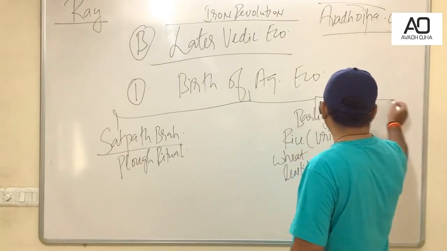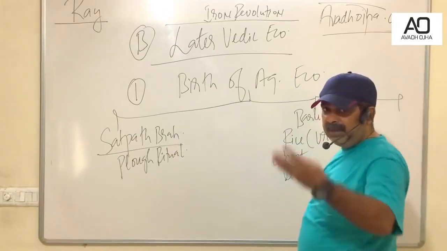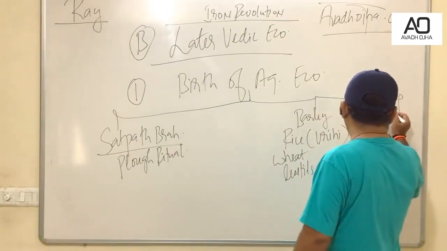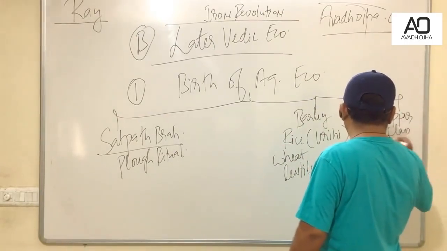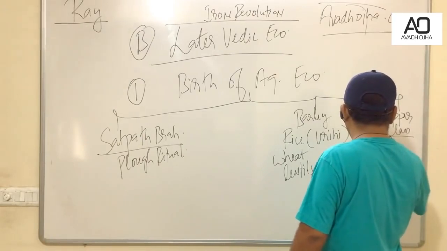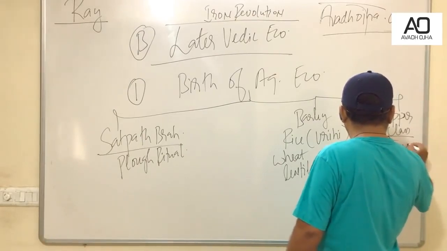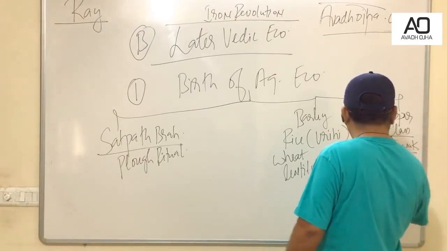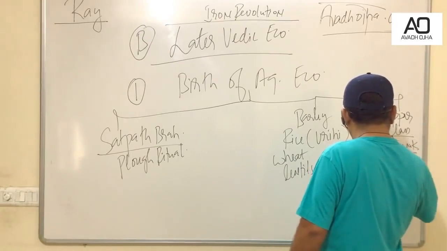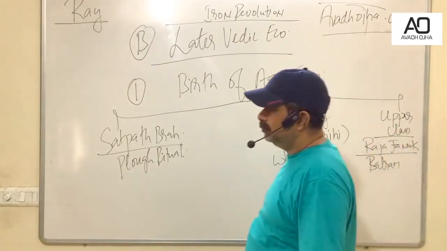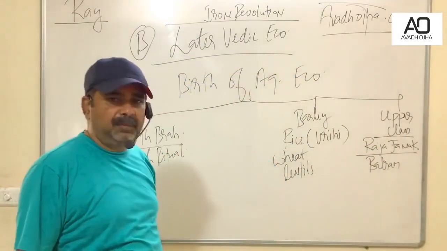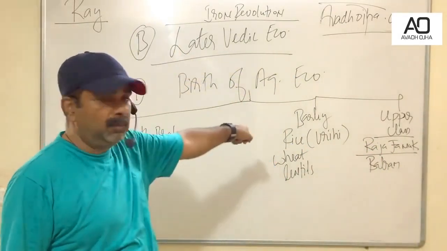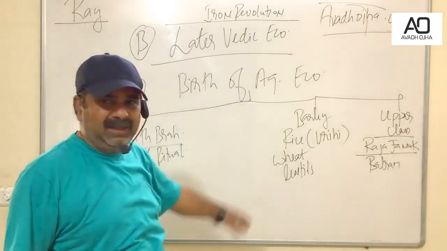Biggest thing, the upper class is shown as taking up the plowshare. Raja Janak, Balram. Beginning of agricultural economy. Why? What? Why? How? Evidences.